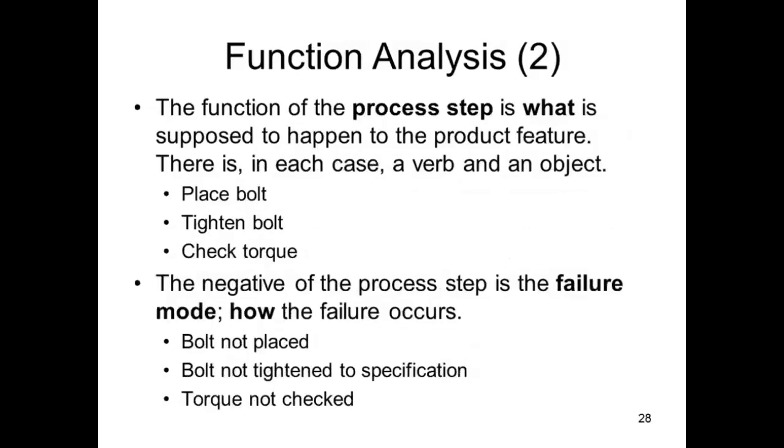The function of the process step is what is supposed to happen to the product feature: place the bolt, tighten the bolt, check the torque. The negative is the failure mode, how the failure occurs. Well, if the function is place the bolt, then the failure mode is the bolt not placed. Tighten bolt is the function. Bolt not tightened to specification is the failure mode, and so on.